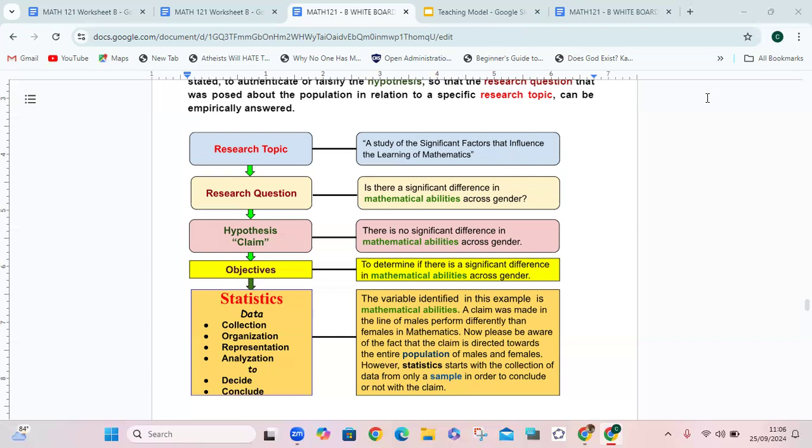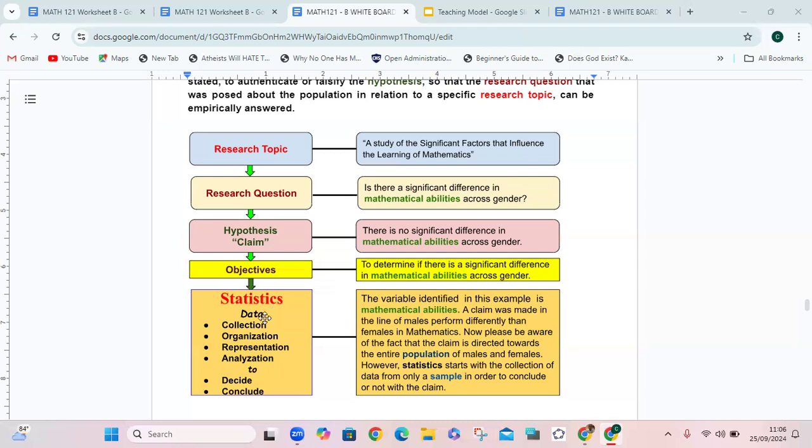A research question requires a hypothesis, a claim. So the researcher is claiming, well, there is no significant difference in mathematical abilities across gender. That's an example. So then you have the objectives. Specifically here is to determine if there is a significant difference in mathematical abilities across gender. And to do that now, here comes statistics, okay?